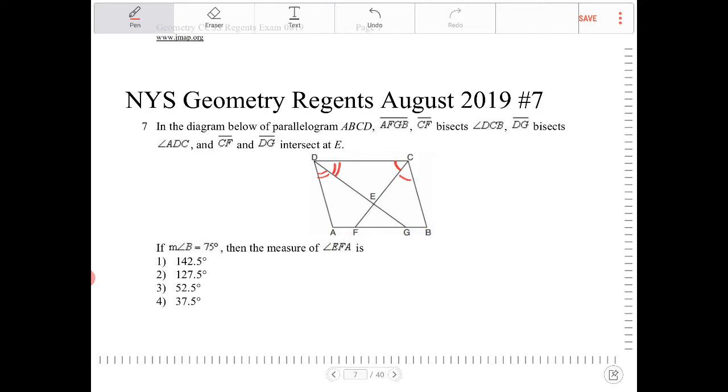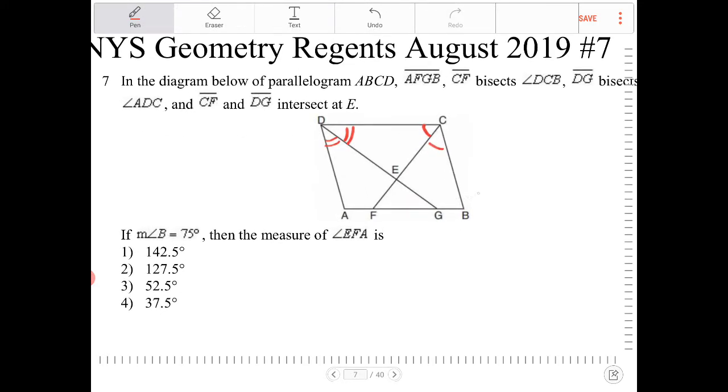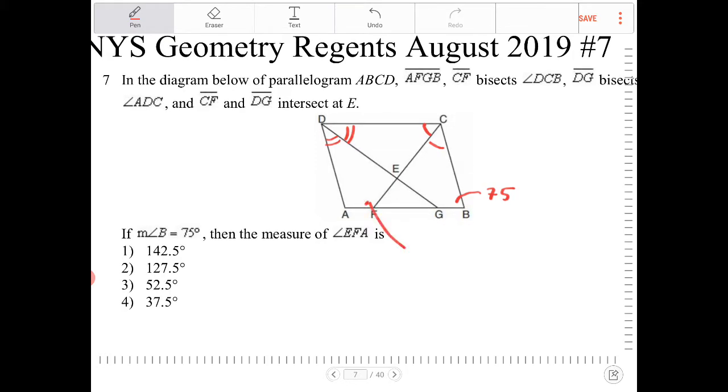Angle B equals 75, so this angle here is 75. Then the measure of angle EFA is equal to, so we're looking for this guy right here. What is that angle there?